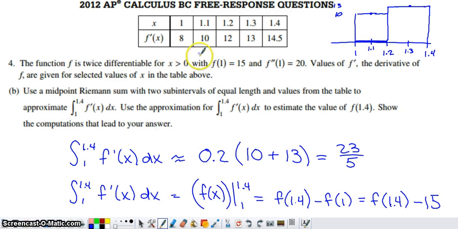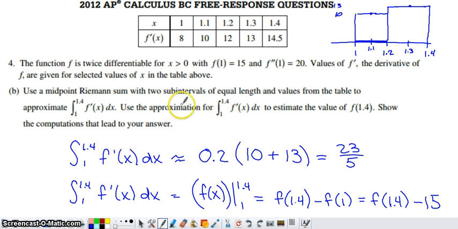In part B, they want us to use a midpoint Riemann sum, two subintervals equal in length, and these are going to be defined by the values that are given to us in the table, to estimate the value of this definite integral, and then we want to use that approximation to estimate the value of f of 1.4. Now this is a little sneaky. The Riemann sum is something that we've done quite a bit of. Estimating a function value after computing a Riemann sum is kind of new.